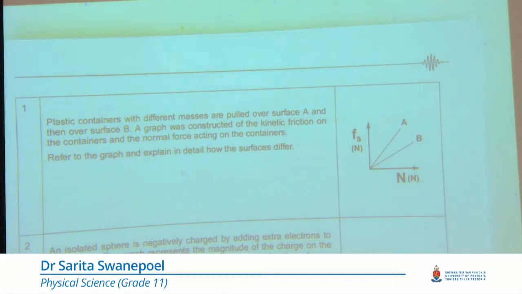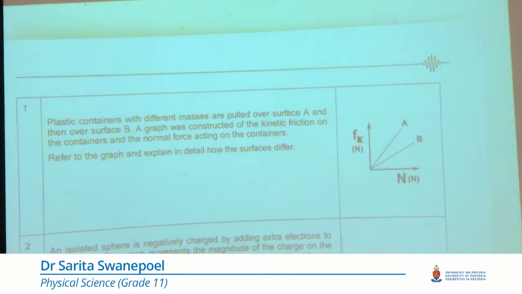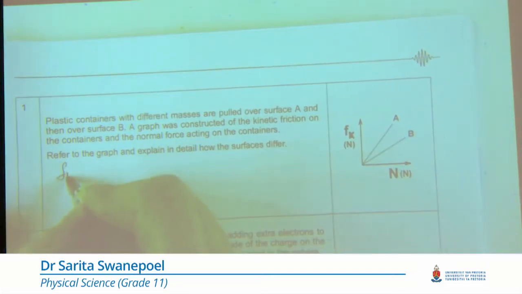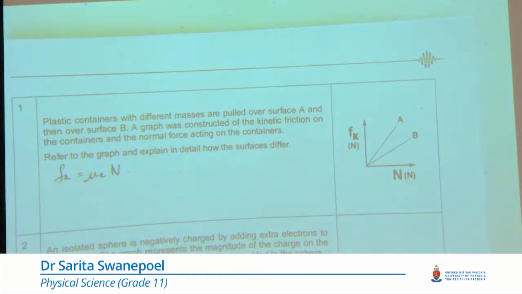Plastic containers with different masses are pulled over a surface A, and then they get graph A, right? And then pulled over another surface, surface B, right? And now they say a graph was constructed of the kinetic friction on the containers and the normal force acting on the container. So you've got kinetic, sorry, there's an S, it should be a K, hey? Kinetic friction against normal force. Right, so start off by telling me which equation. Fk equals mu k n, right, Fk mu k n. Right, so it's that equation.